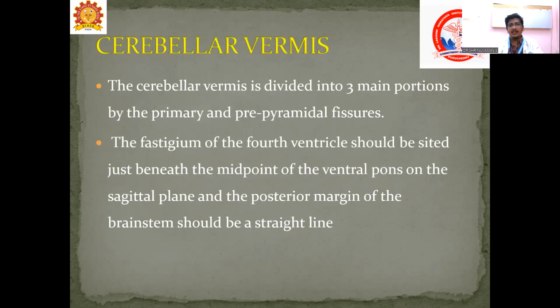So think about the cerebellar vermis. The cerebellar vermis is the part which connects the two cerebellar hemispheres. It has three main portions. One is the primary and pre-pyramidal fissures.